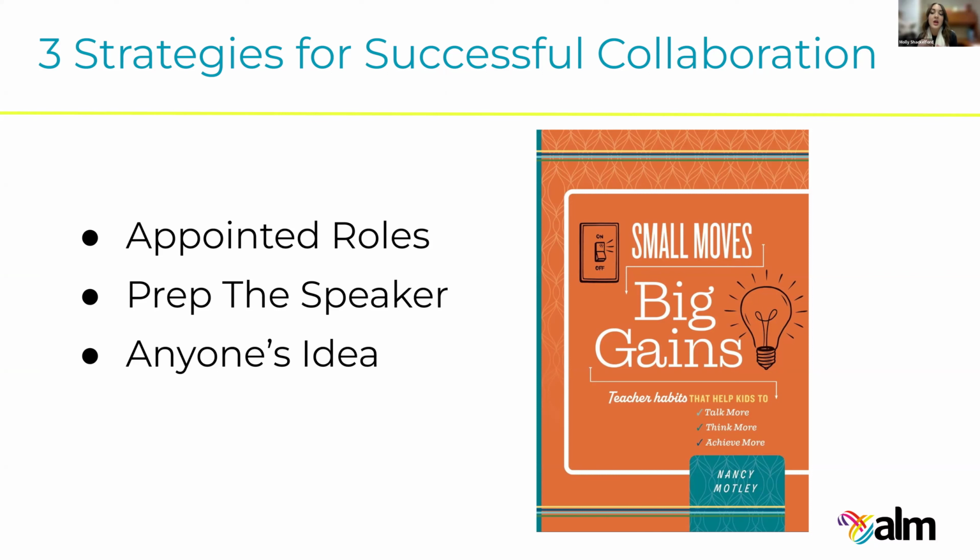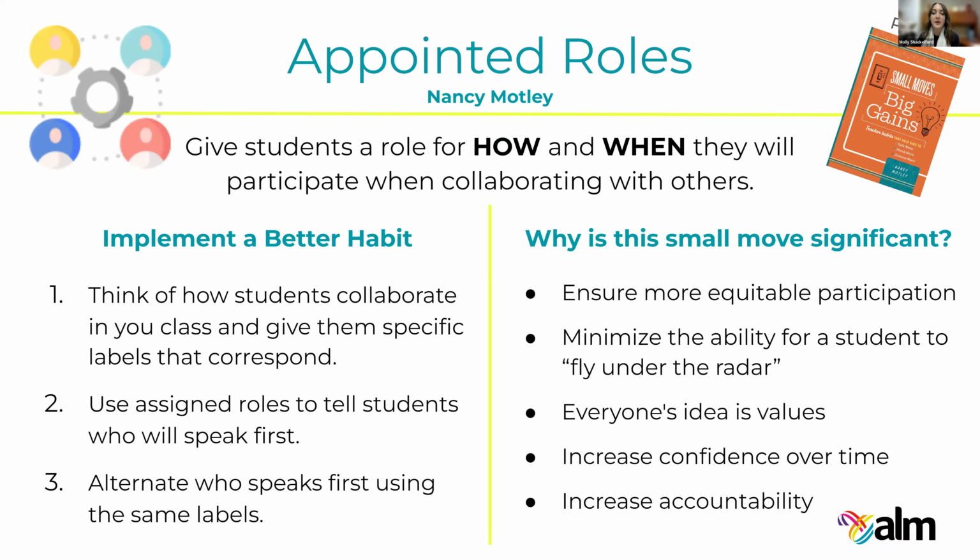The book is very small, and it talks about small moves teachers can make in their classroom, tiny shifts, tiny tweaks that will have big gains when it comes to student participation and student learning. So we're going to talk about appointed roles, prep the speaker, and anyone's idea. The first one is appointed roles. So this is just giving students a role for how and when they will participate when they're collaborating with others. So you see on the left there, this is kind of how to implement the better habit and then why that move is significant in your classroom. So for appointed roles, you think of how students collaborate in your class and you give them specific labels that correspond.